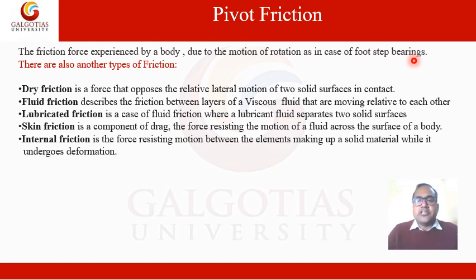In the category we can define this type of friction as the pivot friction force. Now there are also other types of the frictional force. The first one is the dry friction. What is dry friction? Dry friction is the frictional force that opposes the relative lateral motion of two solid surfaces in contact.